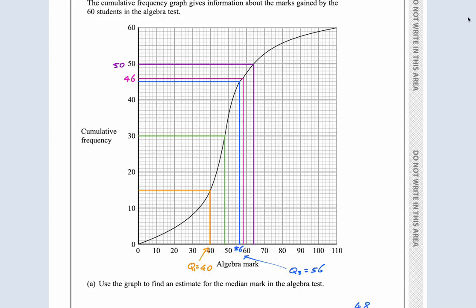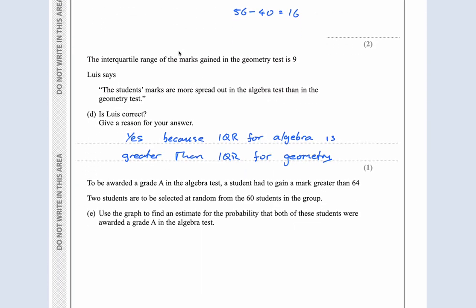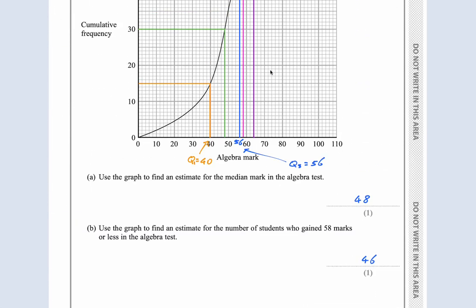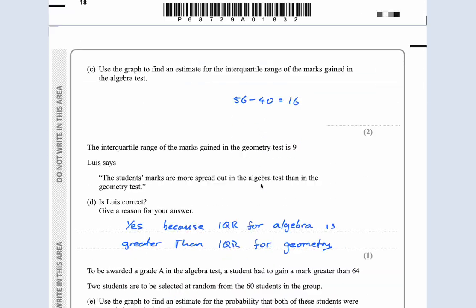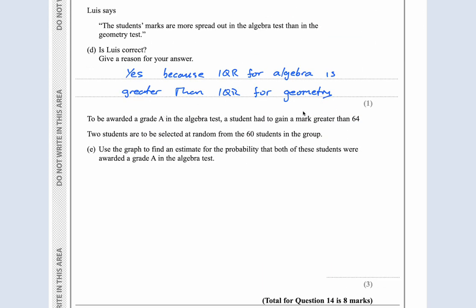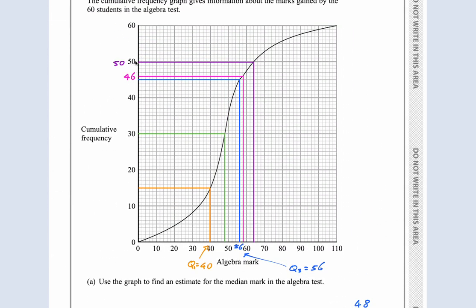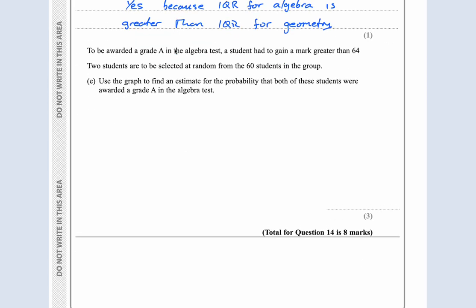So the probability that the first student got an A is 10 out of 60. Let me just check that's correct, guys. To be awarded an A, greater than 64. That's correct. 64, 50. Okay, sorry. Yeah, so this is 10. So it's 10 out of 60. That's how many students got an A. That's the probability that one student at random is 10 out of 60.